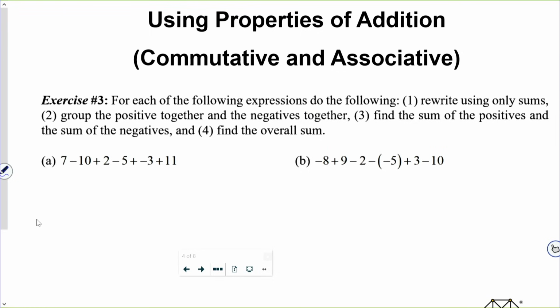For each of the following expressions, do the following. 1, rewrite using only sums, only addition. Number 2, group the positives together and the negatives together. And 3, find the sum of the positives, the sum of the negatives. And finally, 4, find the overall sum.